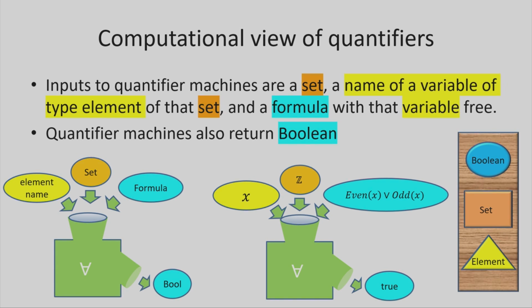And then what your evaluation machine will do, it will somehow figure out whether it's indeed true that for every element of that set, that formula is true for that element. And if so, it will say true. So the quantifier machine takes a name of a variable of type element, a name of a set of type set, and something that's a formula with a free variable the same as that name that you are given. And it will output a Boolean value. It will output true or false.